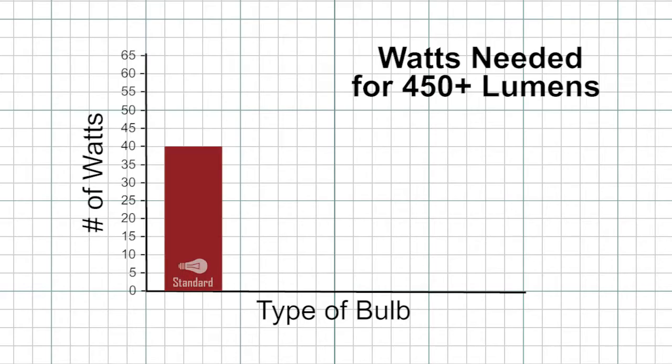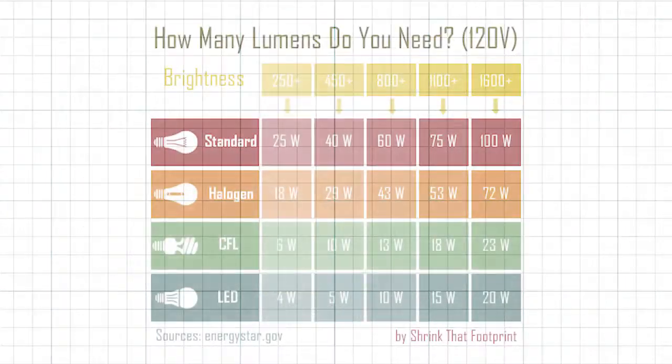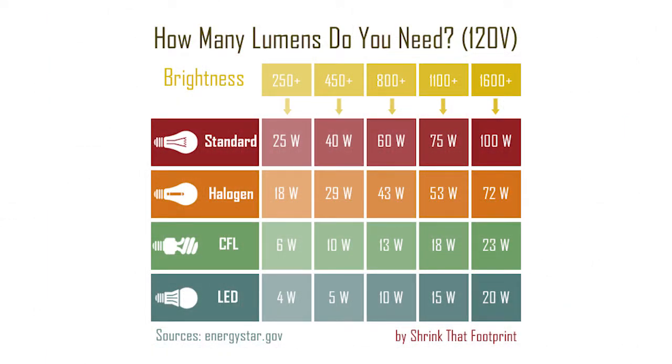40 watts for the standard bulb, 29 watts for the halogen bulb. I'm thinking I need to put 29 closer to 30 than 25. 10 watts for the CFL bulb, and 5 watts for the LED bulb. Students are then asked to graph the rest of the chart for 800 lumens, 1100 lumens, and 1600 lumens. Students must decide which scale would be appropriate for the number of watts. Students that are ready for a challenge are asked to create their graphs using 2 different scales.